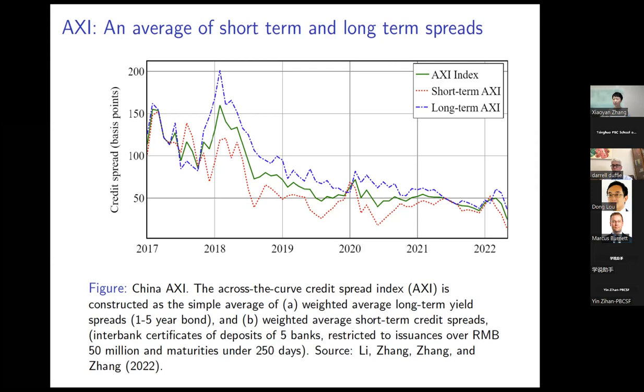This should not be interpreted as how much you would have to pay on a given borrowing. It's an average across all borrowings. It doesn't go with any particular maturity. It's an average across all maturities.